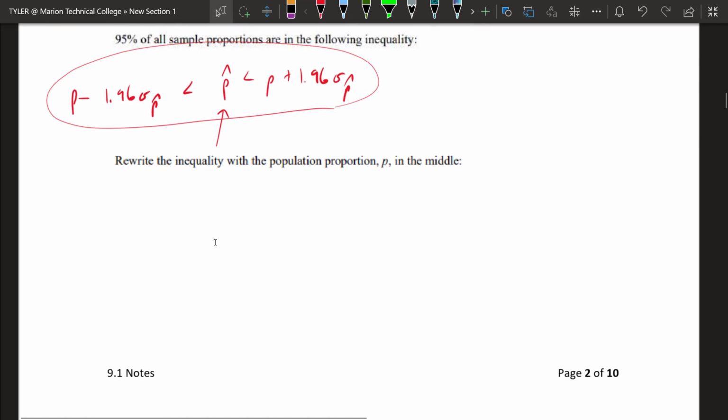But what we're trying to do is collect a p hat value, but we're trying to estimate p, right? So ideally what I want is p in the center. So we can do some algebra and solve for p essentially. Let's put capital P in the middle. To do this you have to be able to solve an inequality, so let me just write this down.